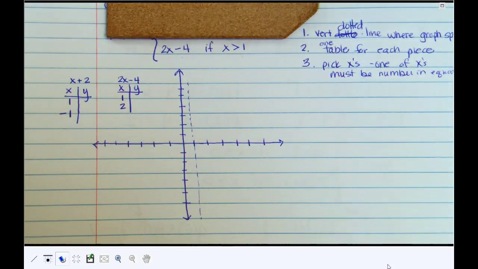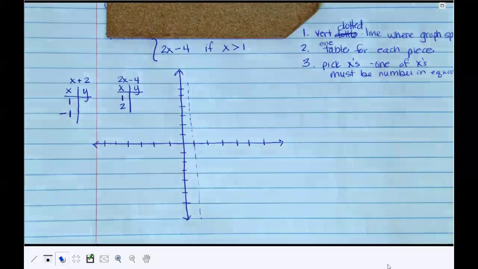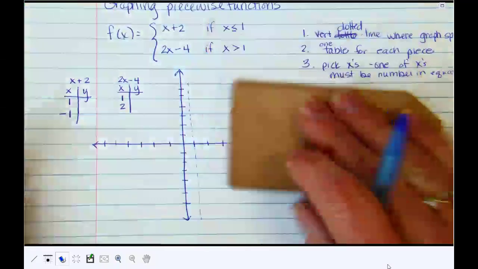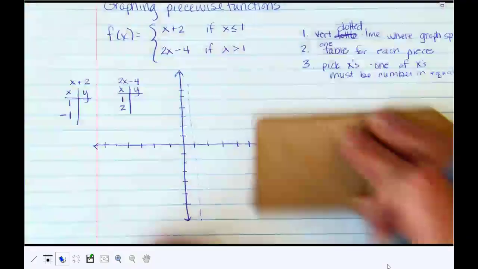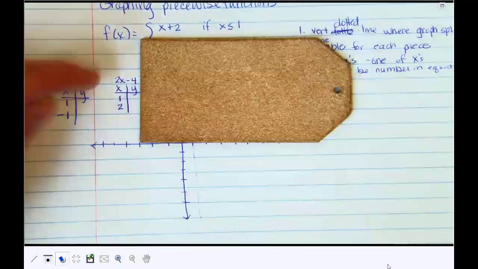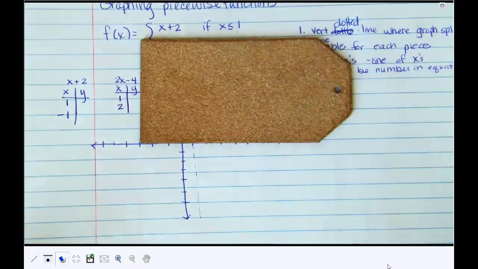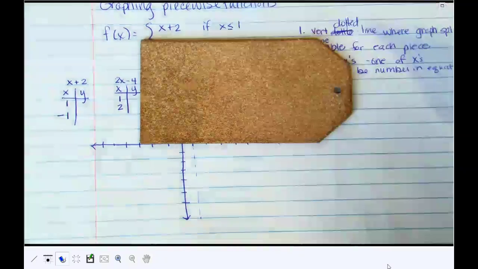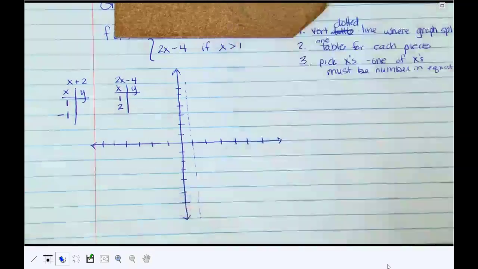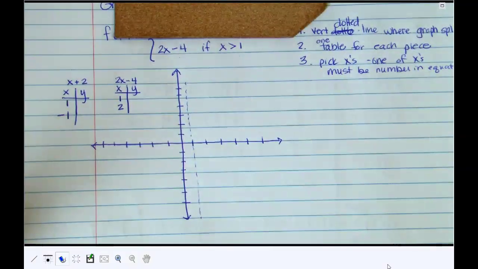This is where people screw up. They don't pay attention to their table, and the x's that they pick. So you have to just make sure that when you pick x plus 2, you have to use 1. There's no choice. You have to use 1, and you have to pick a number that's less than 1. When you do this guy, you also have to pick the 1. We'll talk about why in just a second. And then you have to pick a number that's more than 1.